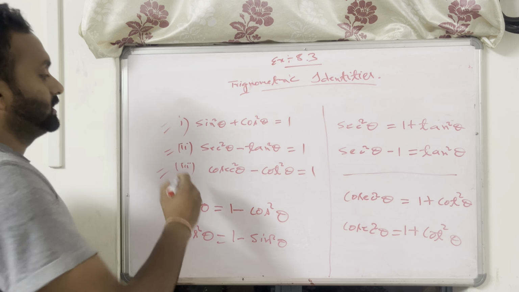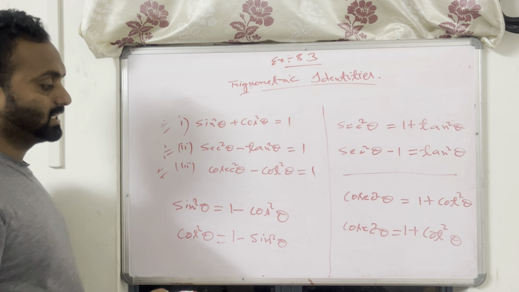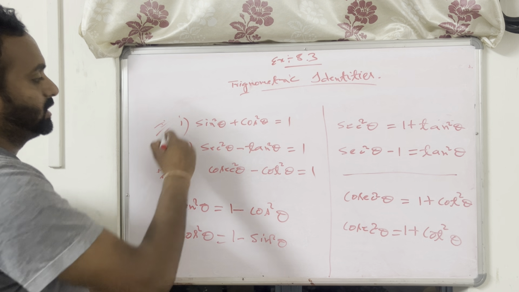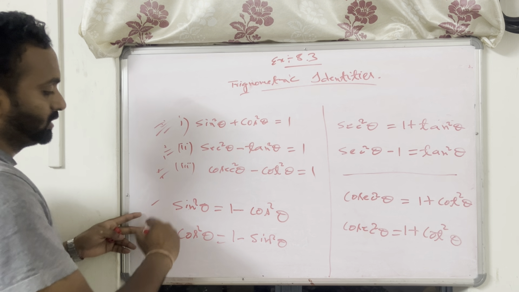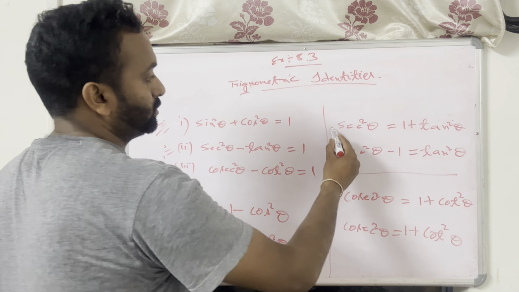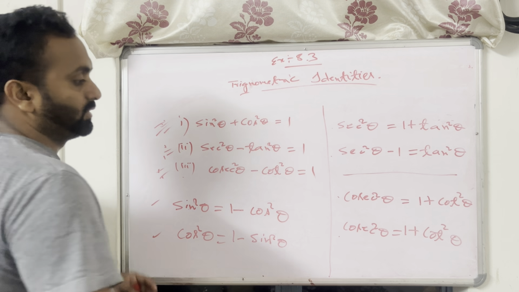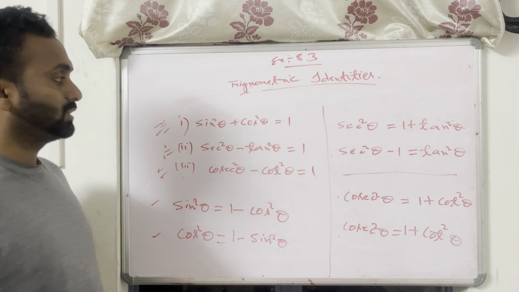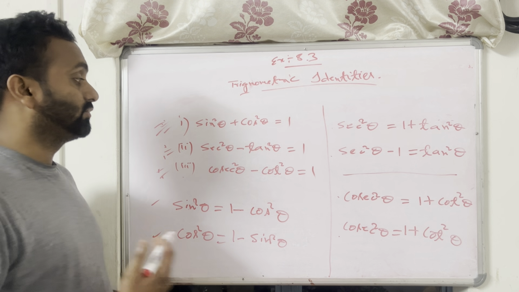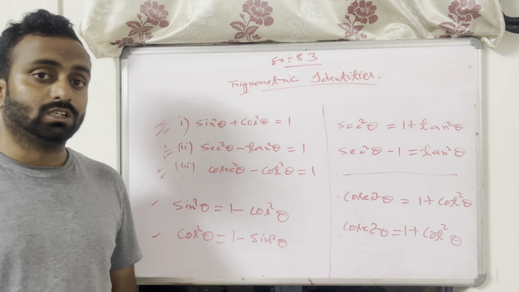See, there are basically three major identities, but these three major identities can be interpreted in many ways. Identity 1 can be interpreted in two different ways. Similarly, identity 2 can also be written in two different ways, and identity 3 can also be written in two different ways. So this is how you can write these three major identities in different ways. It will help you while solving the sums.